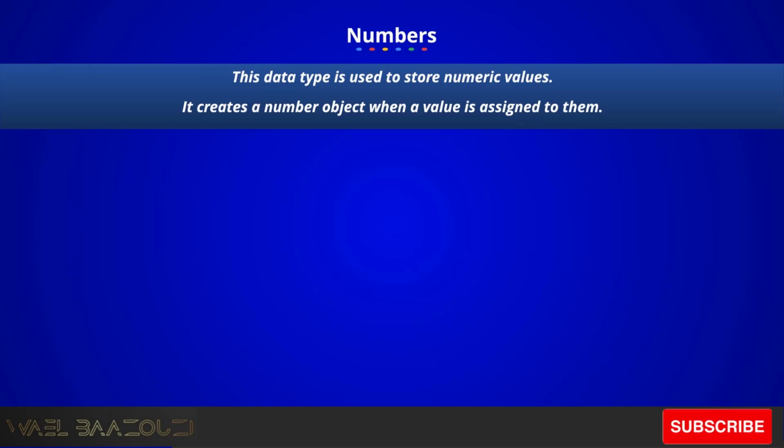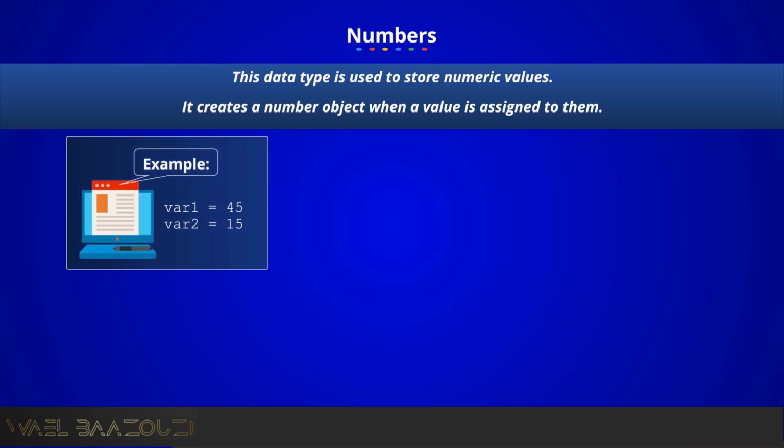Numbers in Python must start with a digit 0 to 9 or a dot, which is a decimal point. A hyphen can be used as a negative sign for negative numbers. A number can contain only one decimal point, and it should not contain letters, spaces, dollar signs, or anything else that isn't a part of a normal number. For example, 45 is assigned to var1 and 15 is assigned to var2.